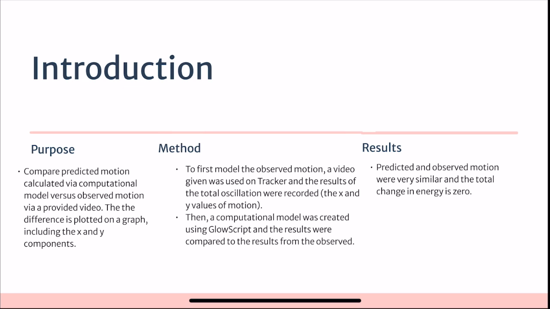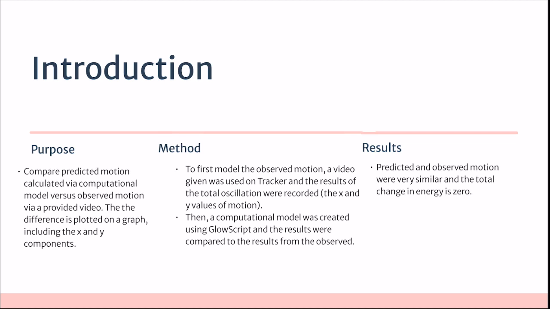So the purpose of this lab was to compare predicted motion, which we calculated via a computational model, versus observed motion via provided video of an object oscillating on a spring. The difference was then plotted on a graph, including the x and y components.